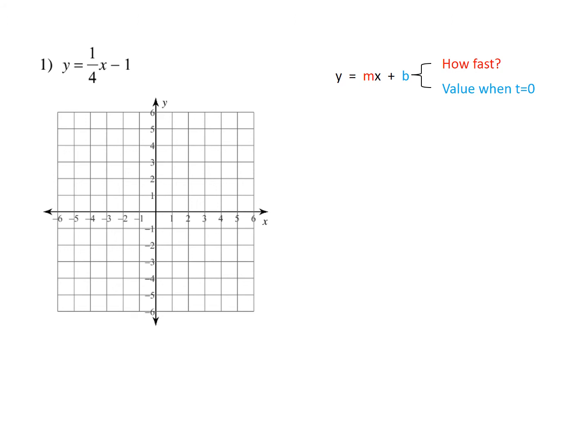In this video, we're going to look at the first problem in the worksheet that deals with drawing a graph from an equation in slope-intercept form. So here's the problem we're going to work on: y equals 1/4 x minus 1.